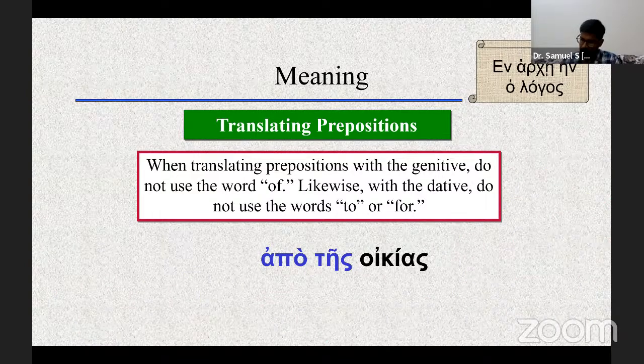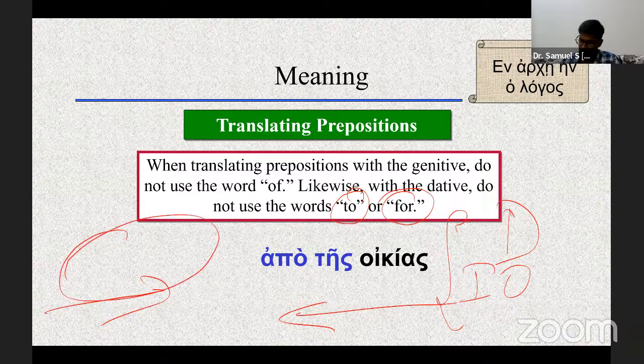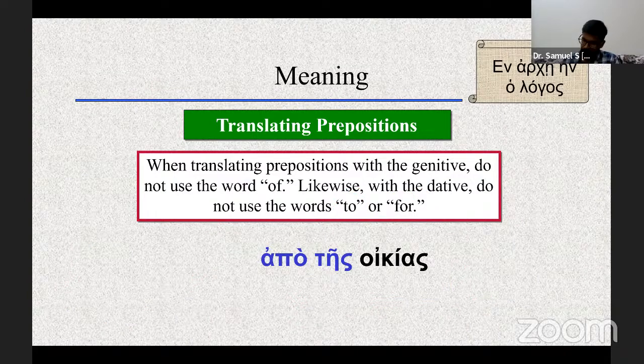Same thing with the dative. We know dative communicates indirect object. How do you usually communicate indirect object? Using the word to or for. He kicked the ball to Mike, right? So the moment we see a dative case, we translate it as either to or for, right? We can't do that with prepositions though.